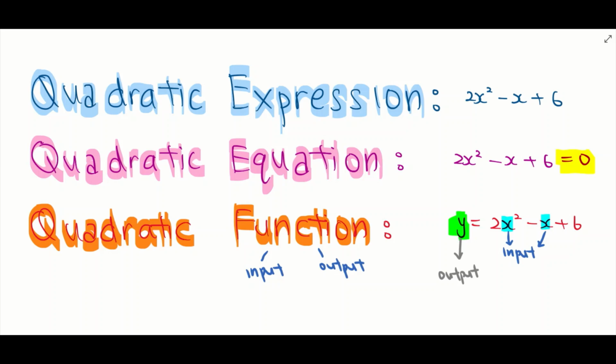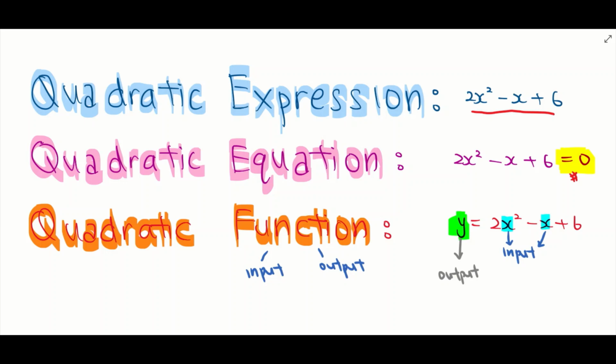Okay, so this is on quadratic functions. I think we already said the difference between expression and equation. An equation must have an equal sign, whereas an expression doesn't have one. An expression is just by itself. How about the difference between function and equation?